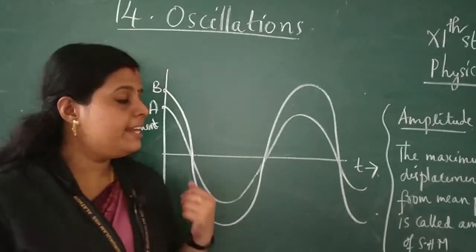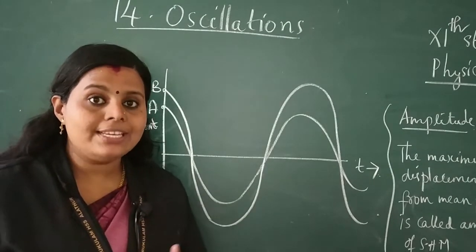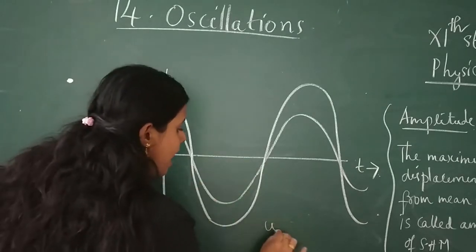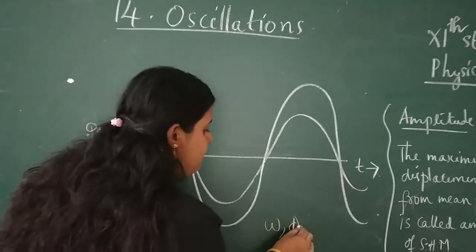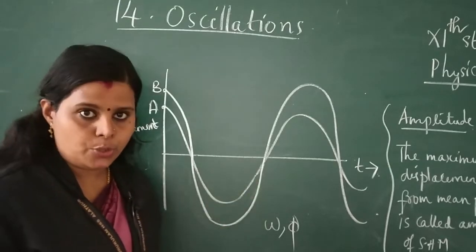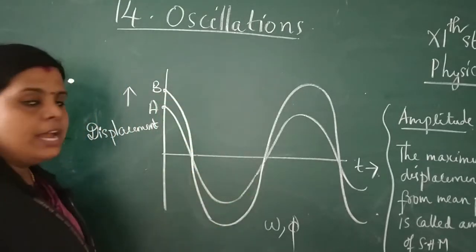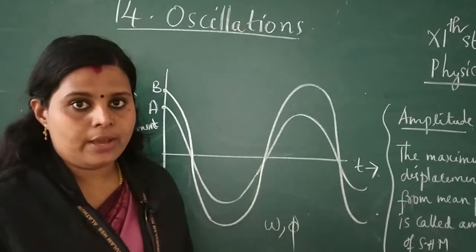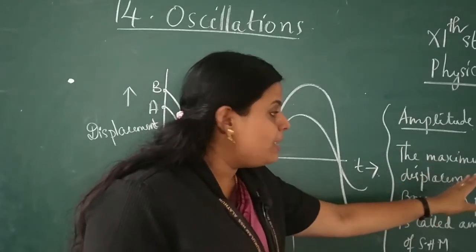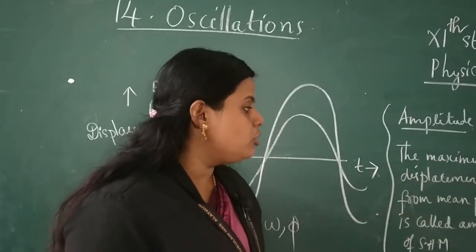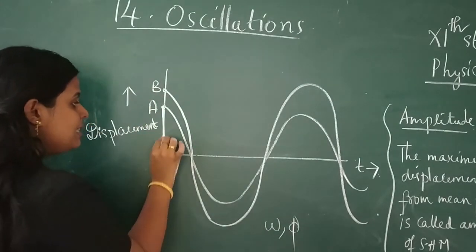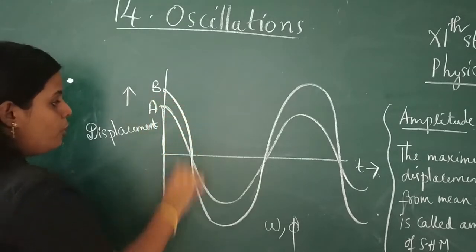Now listen children, here in this graph you can see two different simple harmonic motions with the same omega and phi, that is with the same angular frequency and phase constant phi, but with different amplitudes A and B. So what do you mean by the term amplitude of simple harmonic motion? Here is the definition. The maximum displacement of simple harmonic motion from the mean position is called the amplitude of simple harmonic motion. So the maximum displacement from the mean position is the amplitude of an oscillation.